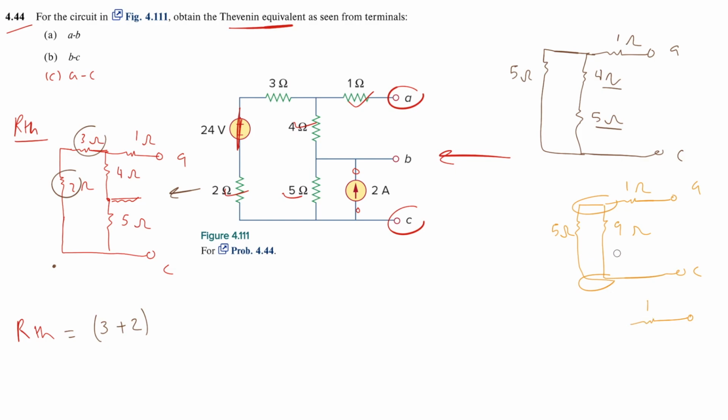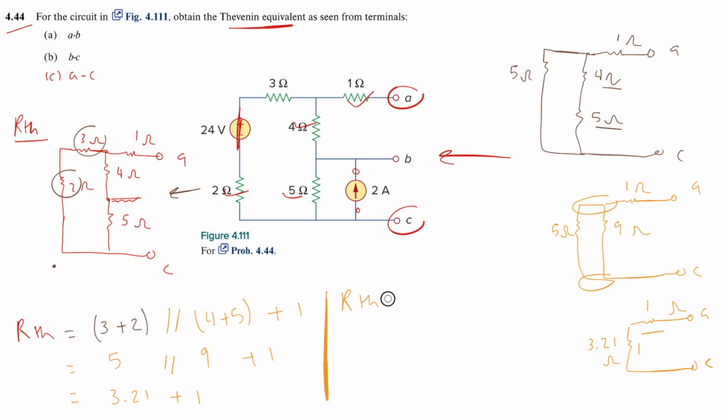Then it's going to be 1, and then 5 parallel 9, AC, and 5 parallel 9 is 3.21 ohm, and now it's clear that 1 is in series with 3.21. So if we write it out here, it's 3 plus 2, combined here, in parallel with 4 plus 5, and at the end they are in series with 1. 5 parallel 9 in series with 1 equals 3.21 in series with 1. So RThevenin is 4.21 ohm.